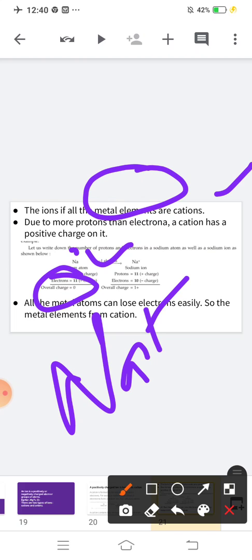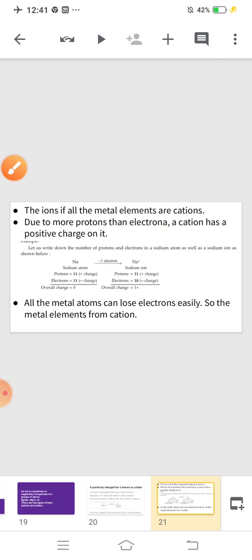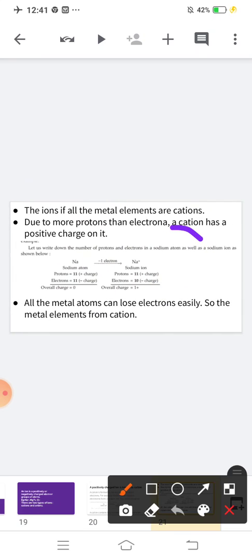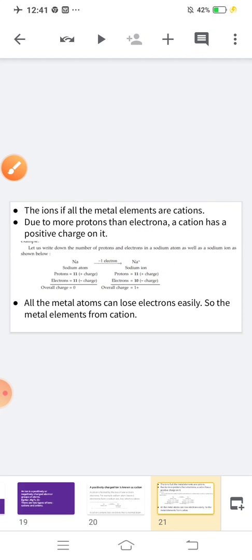I told you they can't lose protons and neutrons. So what will they lose? They will lose electrons. Now here the electron count is 10. So they are giving, they are losing. That's why they carry a positive charge. Is this clear? Now all the metal atoms can lose electrons easily, so the metal elements form cations.